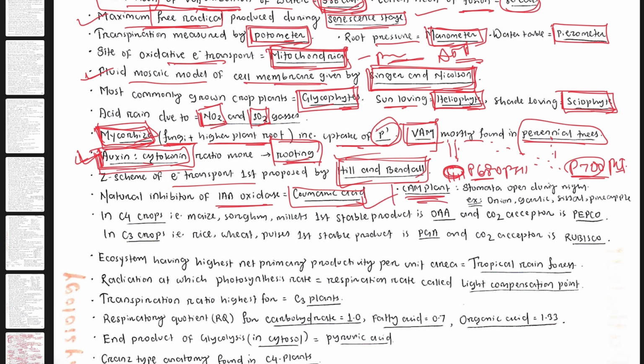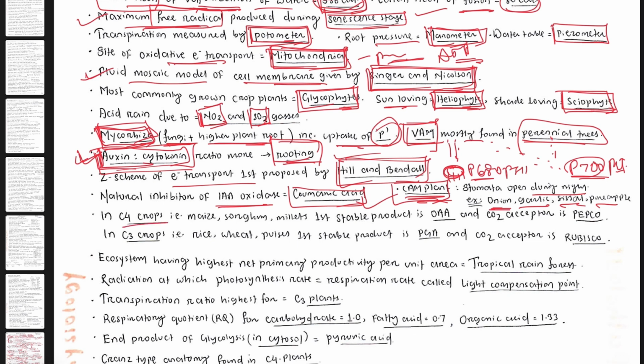So what are CAM plants? CAM plants are generally those plants where the stomata are open during night time and closed during daytime. So the transpiration is more at night time. Examples of CAM plants are onion, garlic, sisal, pineapple. If we consider water use efficiency, then it is highest in CAM plants, because in daytime water loss is more, but in CAM plants the stomata are closed so that water loss or transpiration is restricted during daytime.